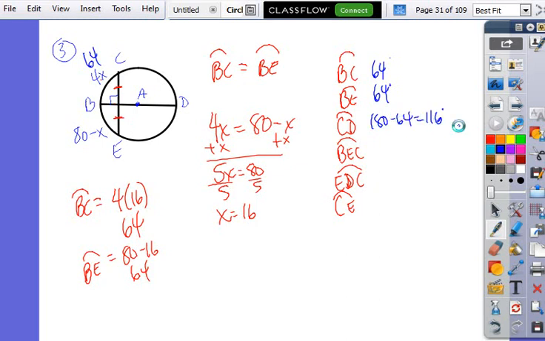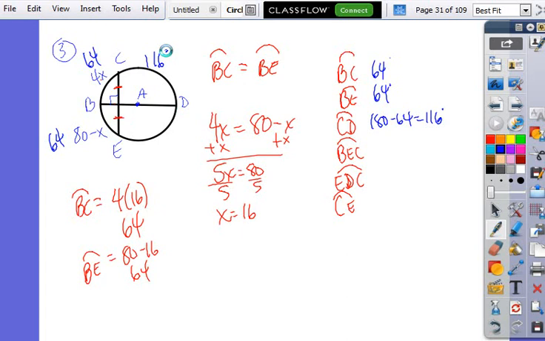All right, what about BEC then? It's going to be a major arc. How do I find it? You will subtract 64 from 360. I know this part right here is 64. It's going to be 296. It's going to be major because it's greater than what? A semicircle. I need to know what ED is, and CD we just said was 116.